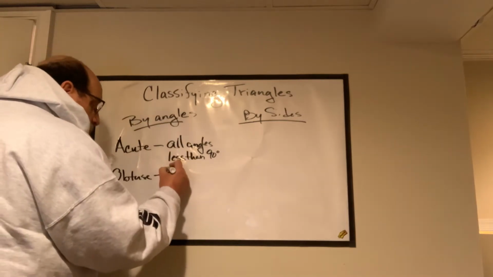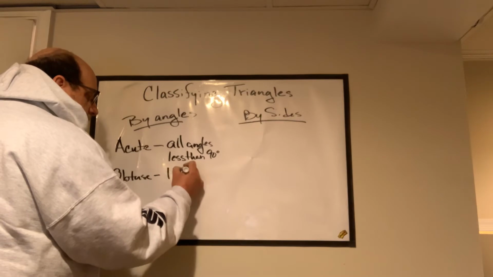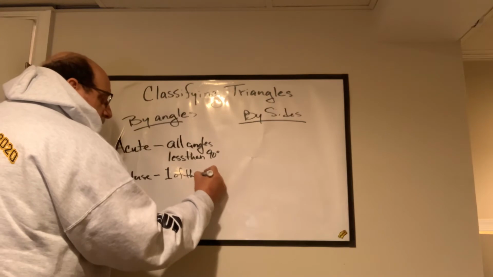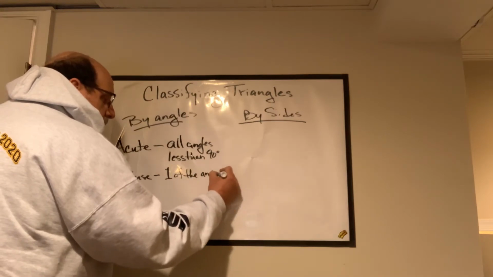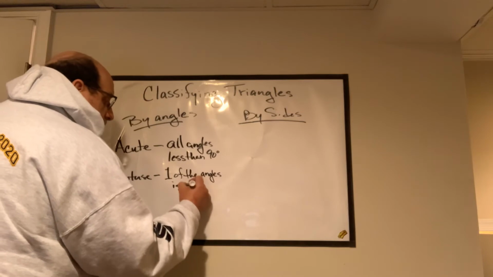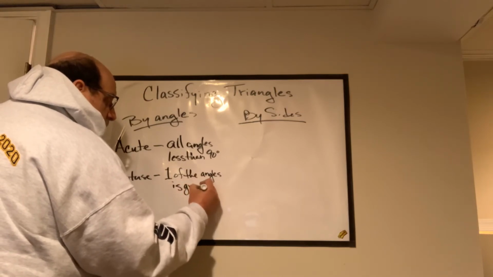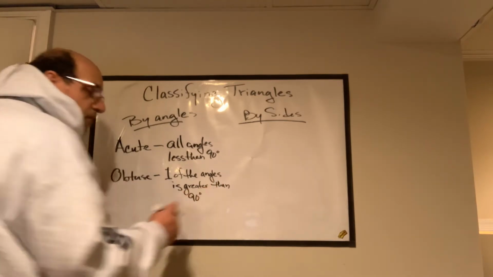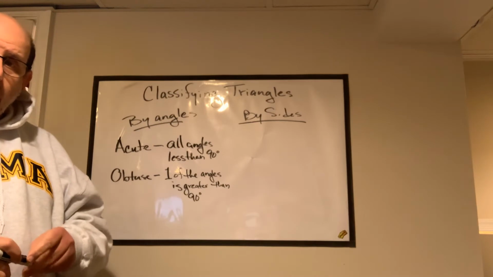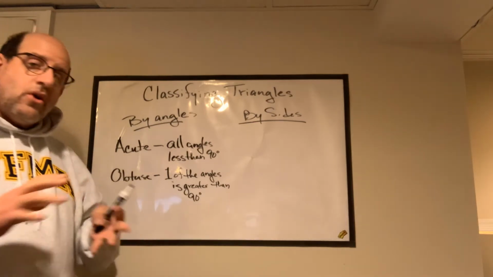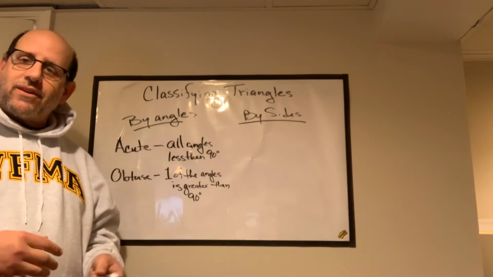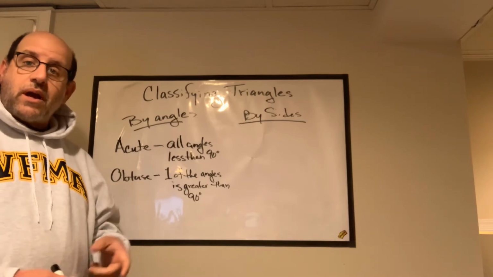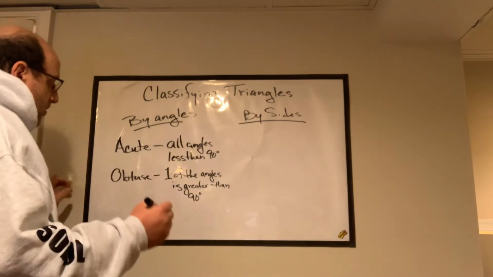Well, that means that one of the angles is greater than 90 degrees. And I know for a fact that you understand that you can't have more than one angle that's greater than 90 degrees in a triangle, because if you did, your angles wouldn't add up to 180 when you summed them all up.